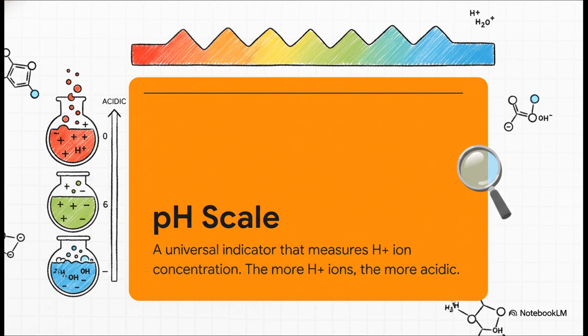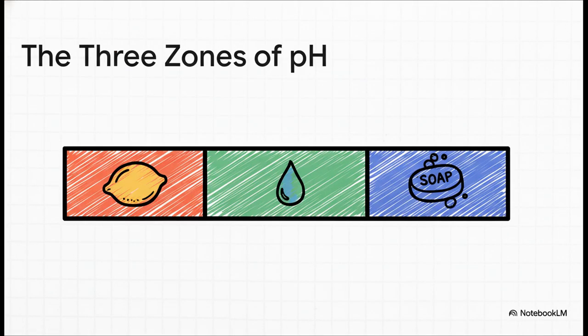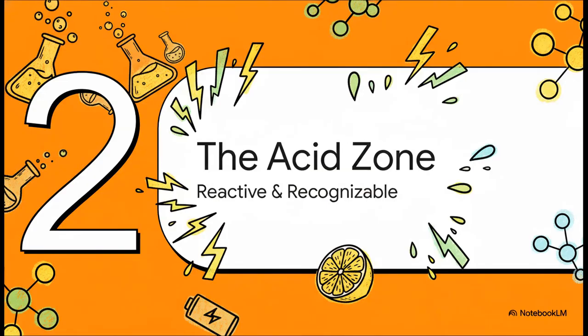It's that simple. So you can think of this ruler as having three main territories. Anything with a pH from 0 up to 6, that's the acid zone. A perfect 7, right in the middle, that's the neutral zone. Think pure water. And then everything from 8 all the way up to 14, that's the base zone. First stop on our tour, let's jump into the low end of the scale.